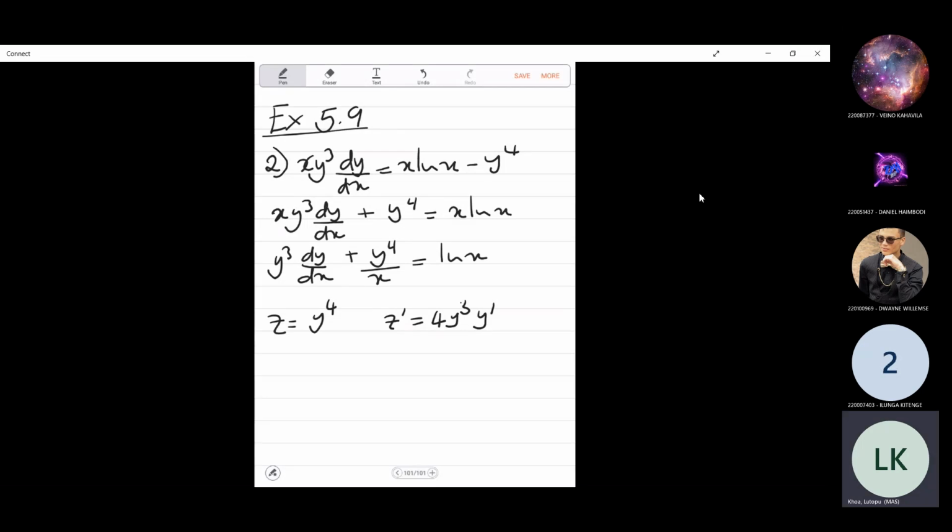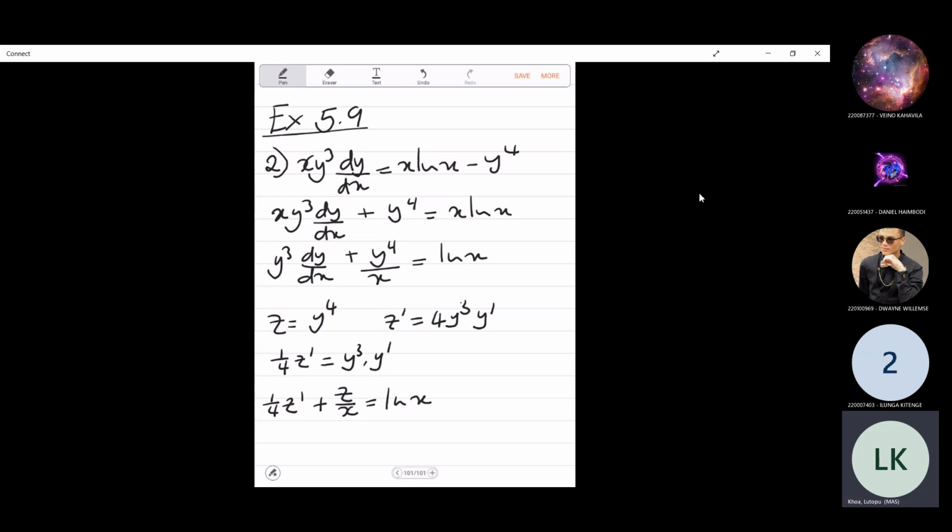Okay, and then divide by 4 on both sides. So we have 1 over 4 z prime. This is equal to y cubed y prime. Then we substitute. We have 1 over 4 z prime plus z over x. This is equal to ln of x.